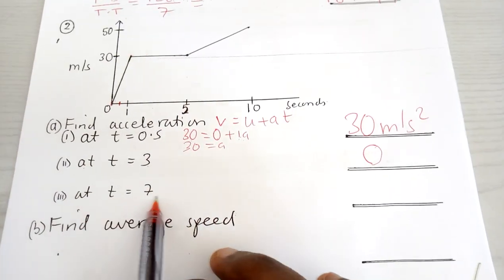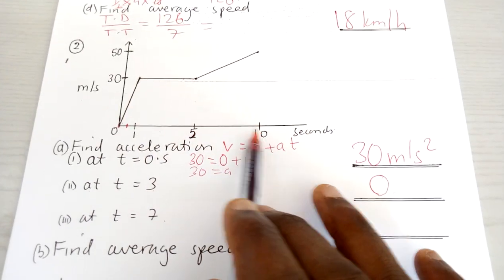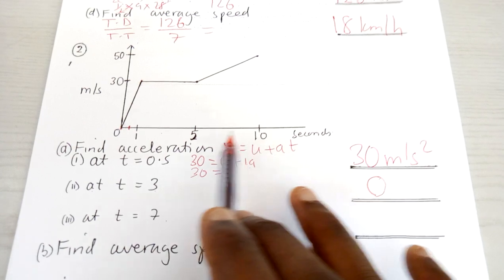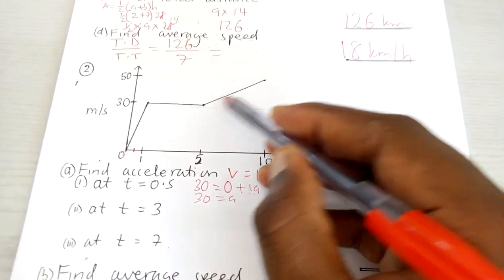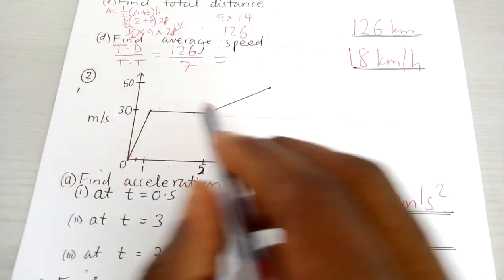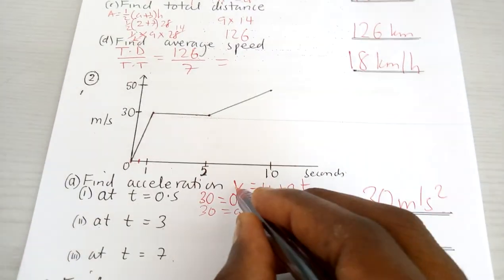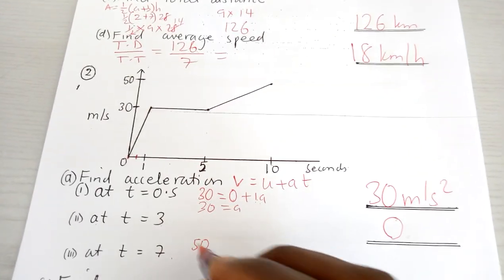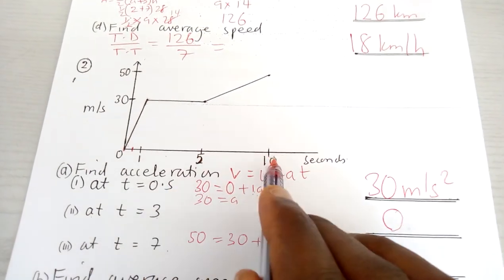Find acceleration when time is 7. Time 7 is between 5 and 10. So if between 5 and 10, meaning we need to find the acceleration of here. We start at this point, which is 30. We end at that point, which is 50. Meaning our ending point is 50. Our starting point is 30. Our time taken is from 5 to 10.